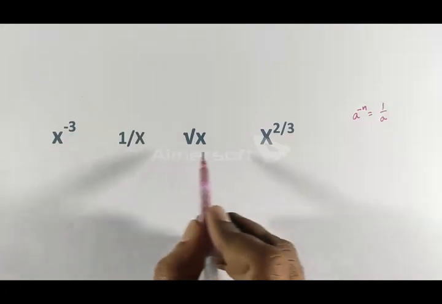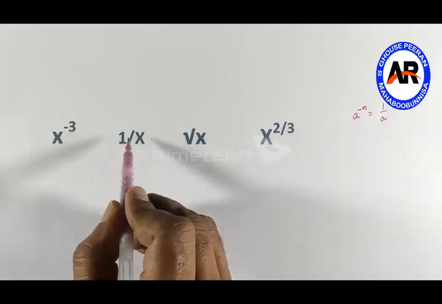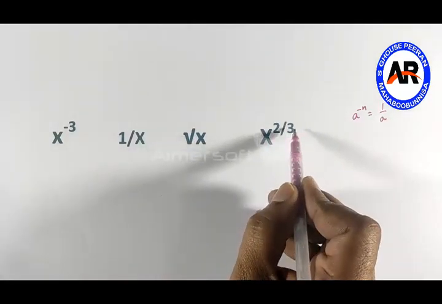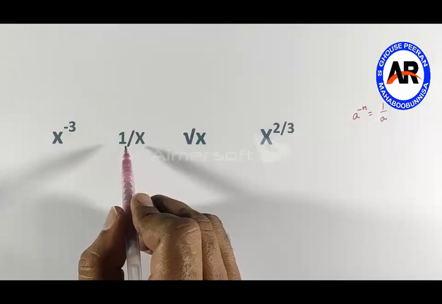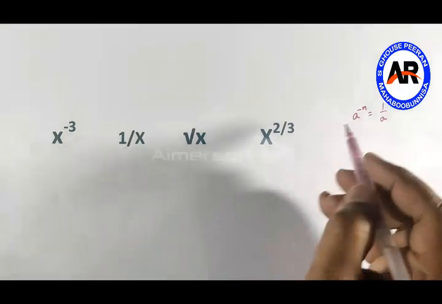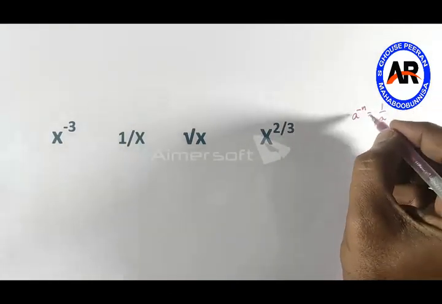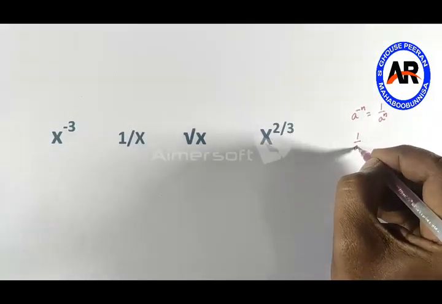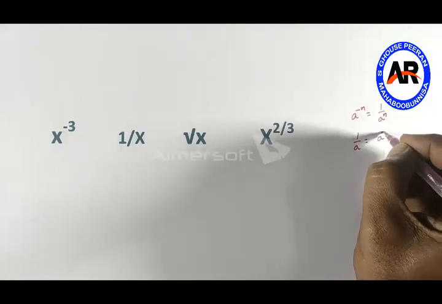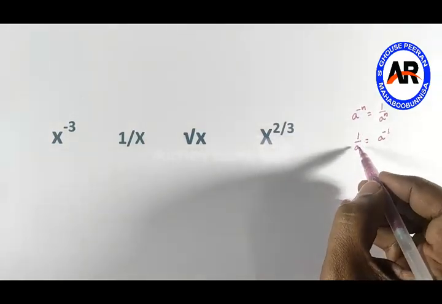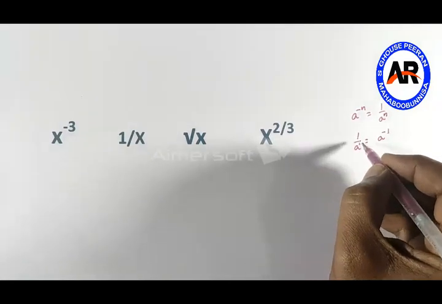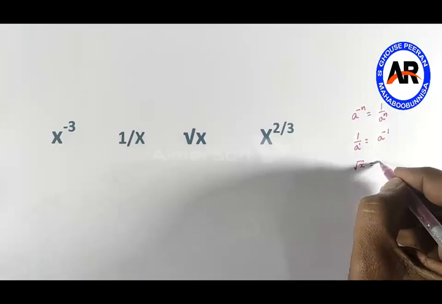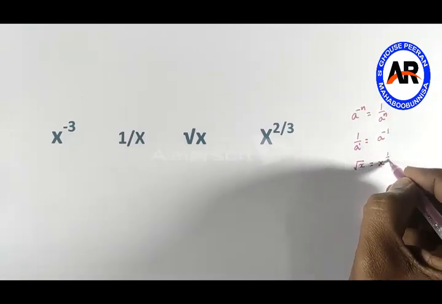Students, these are all not polynomials: x power minus 3, 1 by x, root x and x power 2 by 3. If you want to understand clearly, you should know some formulas. a power minus n is equal to 1 by a power n. 1 by a is equal to a power minus 1. 1 by a means a has the power 1. Next, root x is equal to x power 1 by 2.